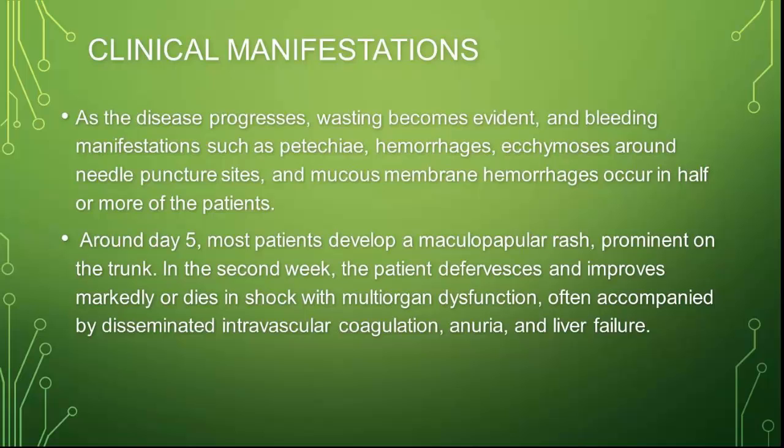Then, as the disease progresses, wasting becomes evident, and then the bleeding manifestations such as petechiae, hemorrhages, ecchymosis around needle puncture sites, and mucous membrane hemorrhage occur. Again, in half or more of the patients, not in all of them. Around day 5, most of the patients will develop a maculopapular rash, most prominent on the trunk. And by the second week, the patient can go either way. They can improve significantly, or they can die from multi-organ shock with DIC, anuria, and liver failure.